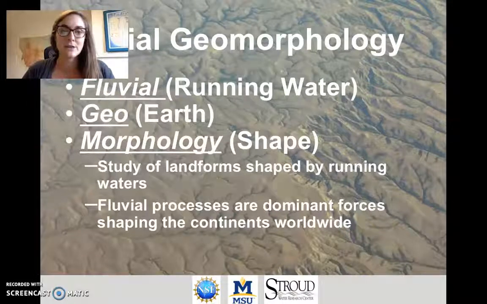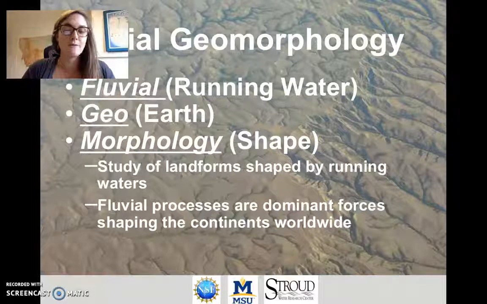In this section, we're going to discuss fluvial geomorphology. Fluvial geomorphology is a term that combines three major parts: fluvial, which means running water, geo, which means earth, and morphology, which means shape. So taken together, fluvial geomorphology is the study of landforms shaped by running waters. And this research field is really important because fluvial processes are dominant forces that shape our continents and our Earth's surface worldwide.